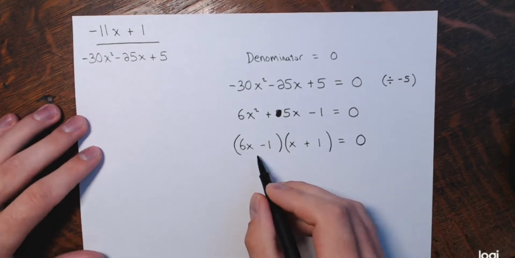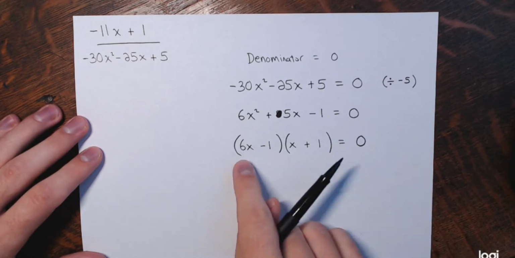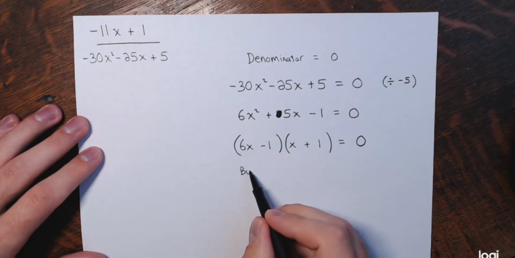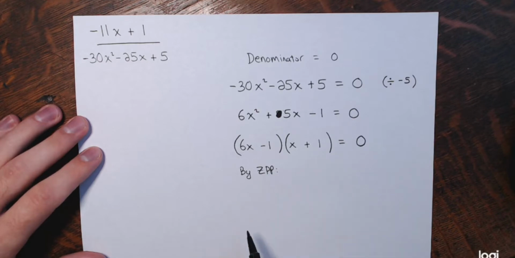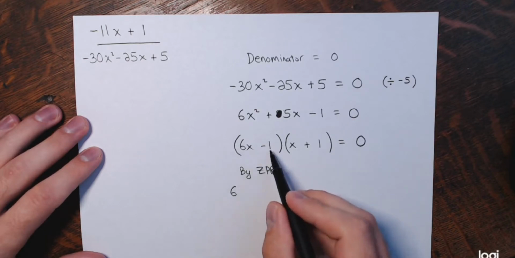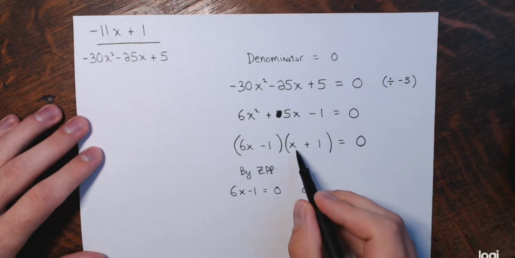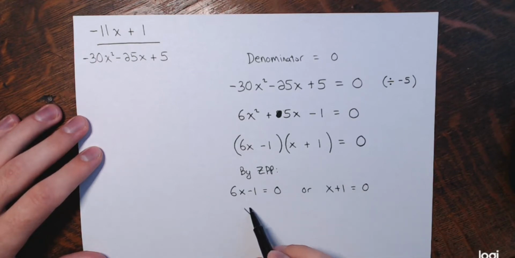Okay, now I have what I want, a product equal to 0. And the only way a product is equal to 0 is if one of the factors is 0, right? So that's the zero product property. By the zero product property, either this factor, 6x minus 1 equals 0, or this other factor, x plus 1 equals 0, and then solving each of these, you get x equals 1/6, x equals negative 1, and here they are.